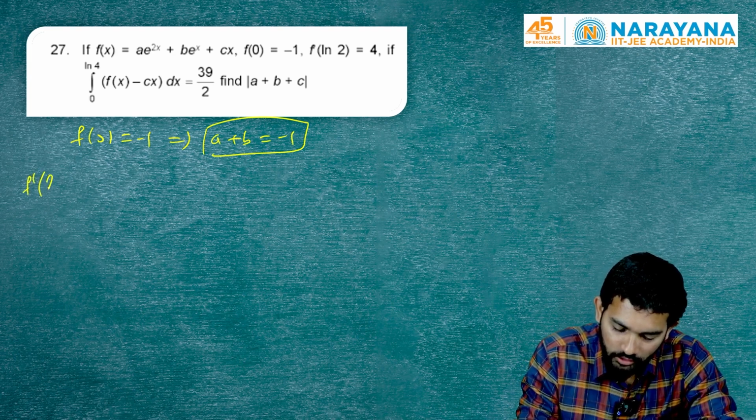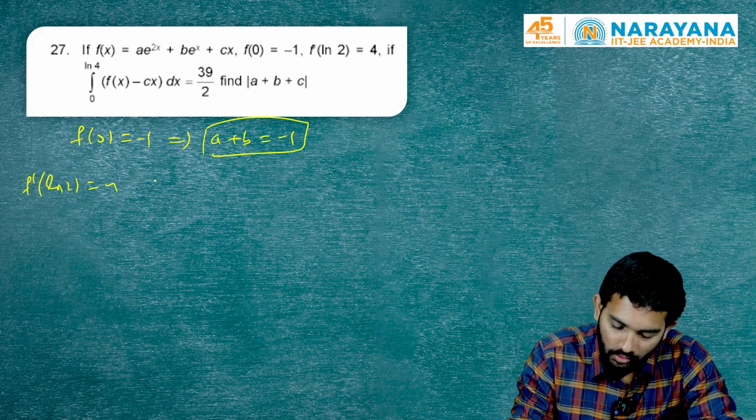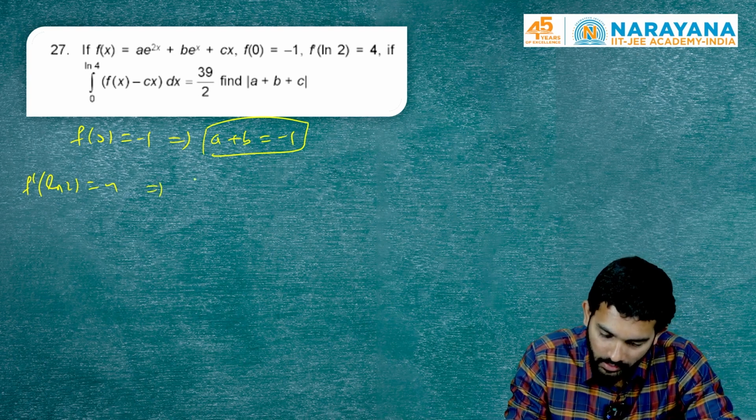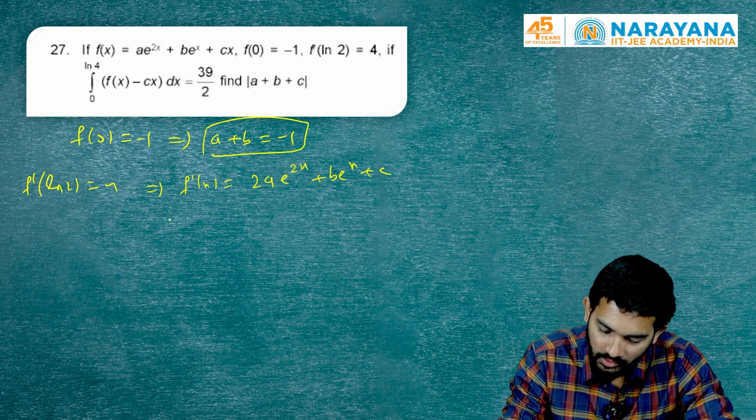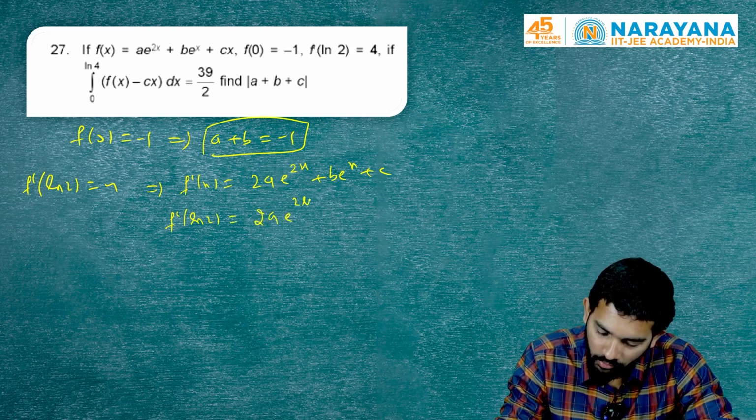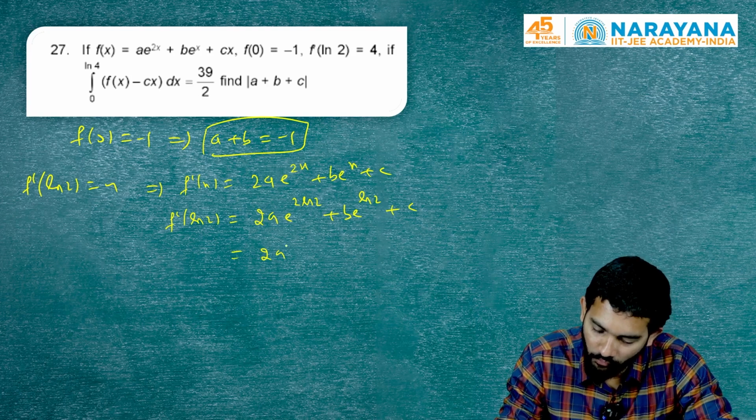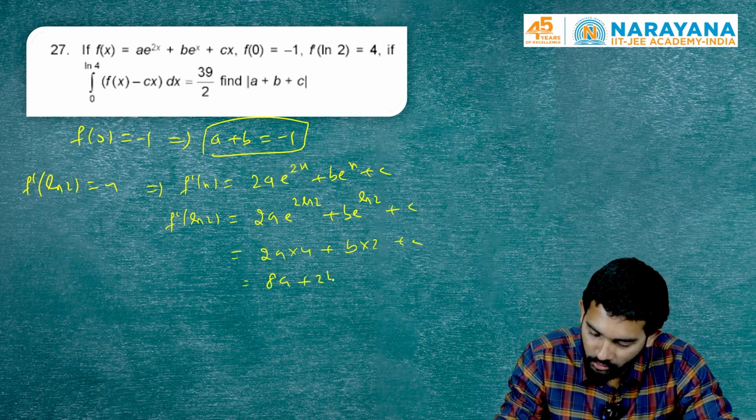Then f dash of ln 2 equal to 4. So which implies first f dash of x is equal to 2 times a e power 2x plus b e power x plus c. So f dash of ln 2 is equal to 2a into e power 2 ln 2 plus b into e power ln 2 plus c. So 2a times e power ln 4, which will be 4, into 4, plus this will be b into 2 plus c. So 8a plus 2b plus c is equal to 4.